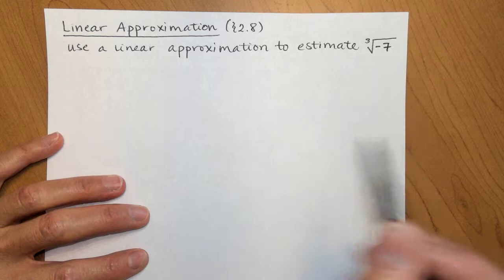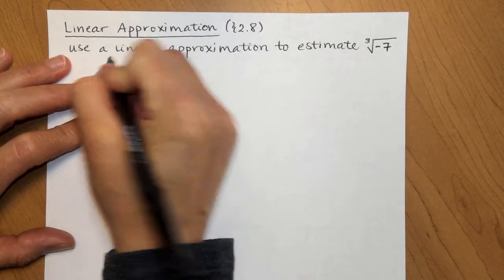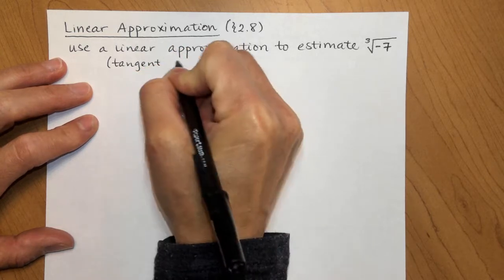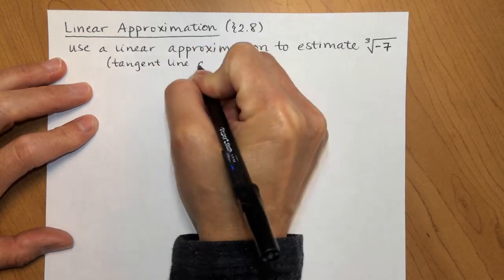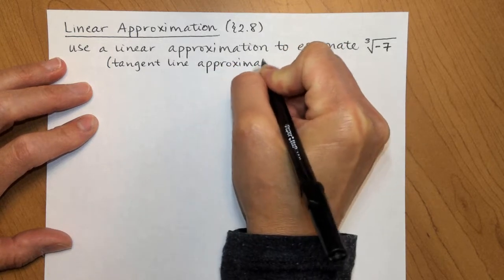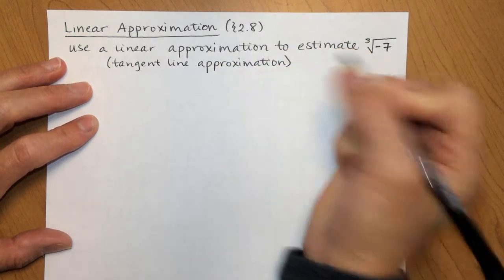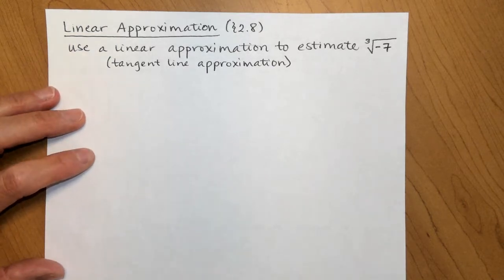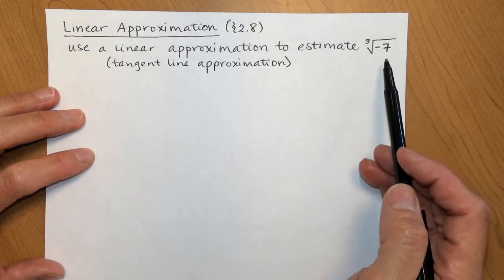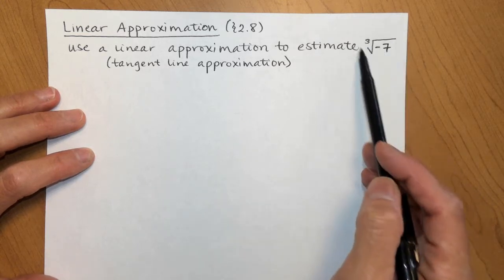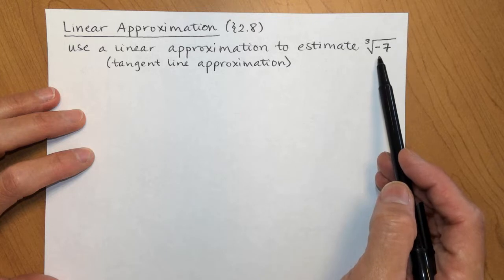root of -7. Okay, and I'll just write that down here. Tangent line approximation is the same thing. And when we're done with the problem, I'll draw a picture so you can see exactly what's going on the graph and how the tangent line approximates. So there are several different types of linear approximation problems. Here, we're given a specific value we need to estimate.